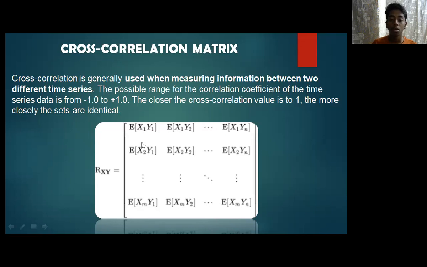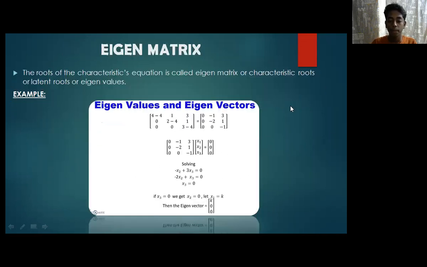So this is how a cross correlation matrix looks like. This is an example. Rx has the two elements here. So this is how the cross correlation matrix looks like. Let's move on to the next slide. Eigenmatrix. The roots of the characteristic equation are called eigenvalues, characteristic roots, or latent roots.